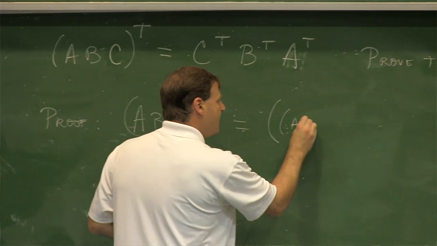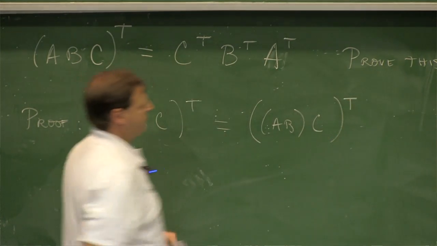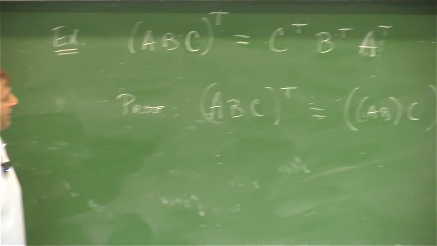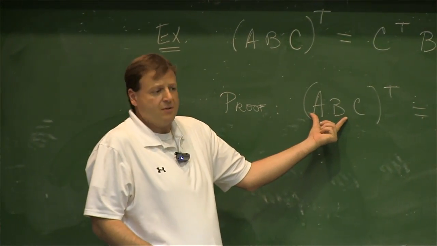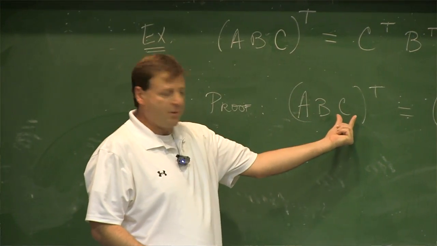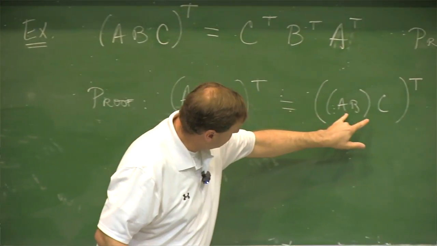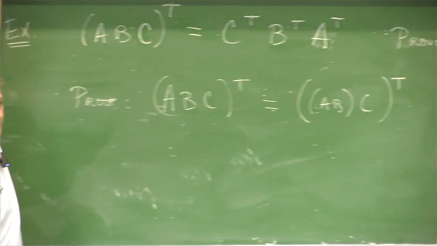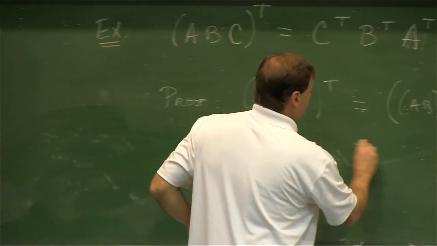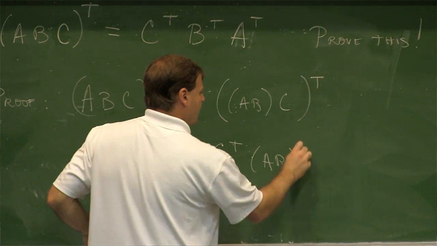I'm just going to write A, B, C. Can we agree that those are the same? Okay, if I'm going to multiply 3 matrices, I might as well just multiply those first. That gives me a matrix. And then I multiply by C. Okay, but now I'm in the setting where I have one matrix times another matrix transpose. So I can use that theorem now. This is equal to C transpose times A, B transpose.